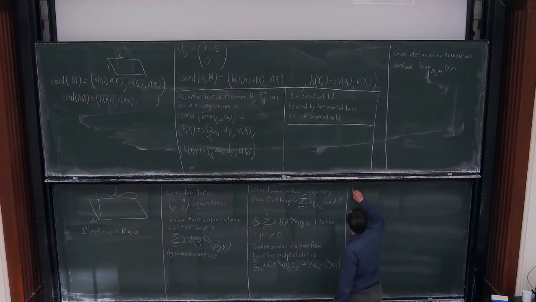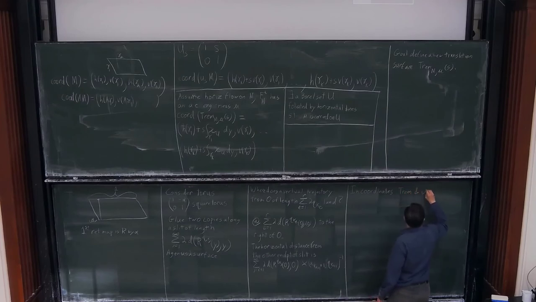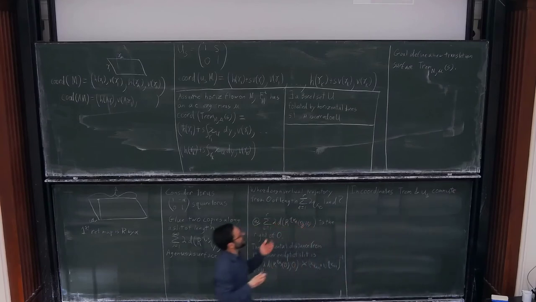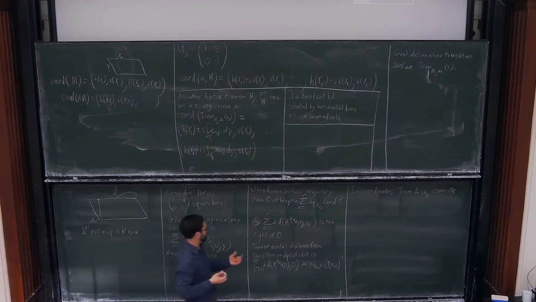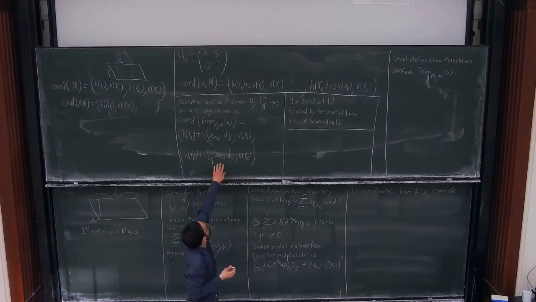So in coordinates, the tremor and the horocycle flow commute where they're defined. Right, the tremor is not defined everywhere, but where it is defined, it commutes with the horocycle flow. And the statement is just the commutativity of addition, right? It doesn't matter if I do this here.